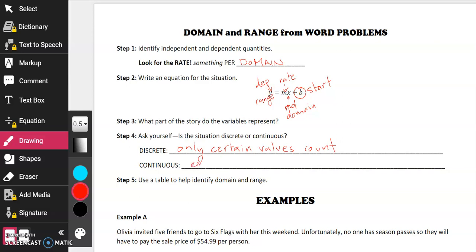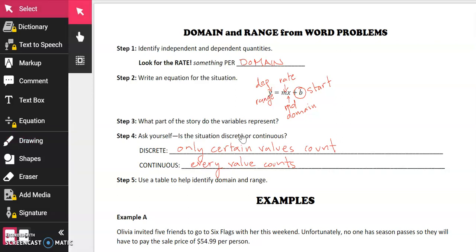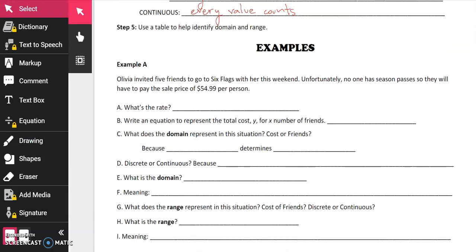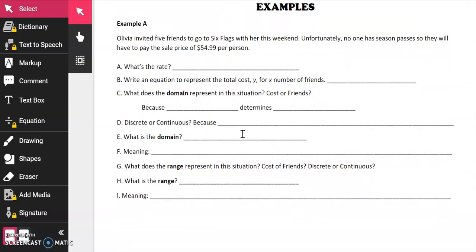Continuous would mean every value counts. So think about time. Time runs continuously, right? Seconds, minutes, hours, everything in between. Think money, all the change in between counts, right? We don't just do dollar, dollar, dollar, or count by fives. It can be $5.01, $5.02, right? So continuous is every value counts. And we're going to use tables to help us determine that range, especially because tables are awesome visuals for us. So here we go.